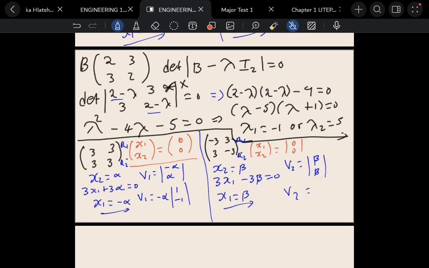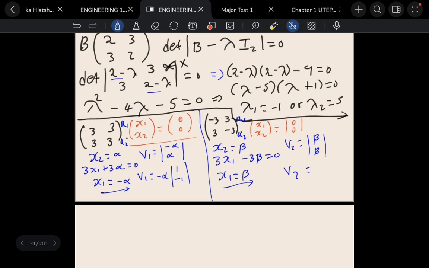So your final answer that you're going to have is beta times 1, 1, like that. So that is the eigenvalues and the eigenvectors of a 2 by 2 matrix, right?